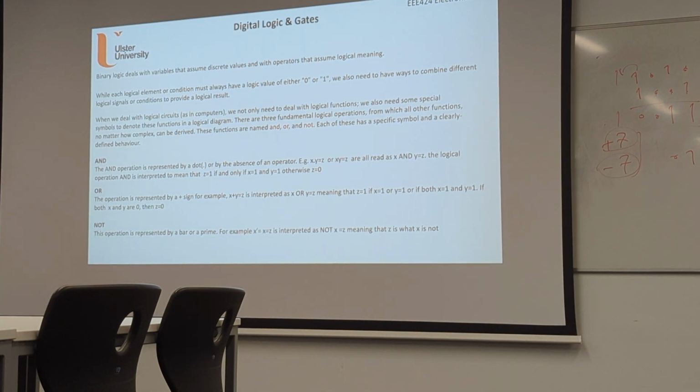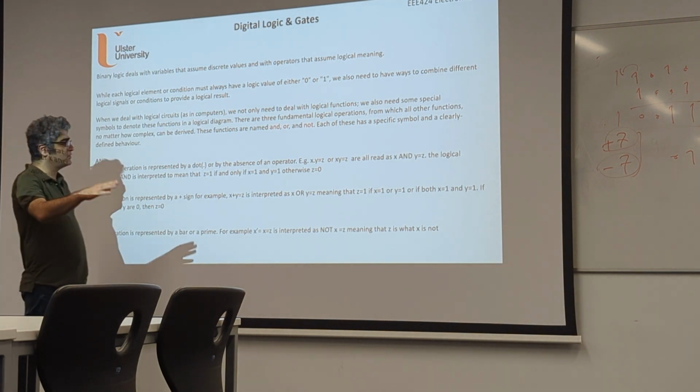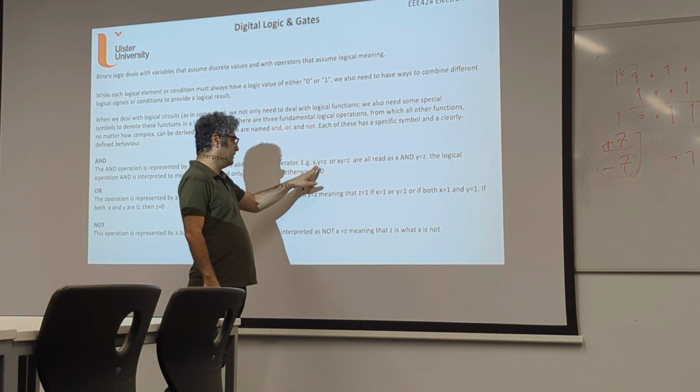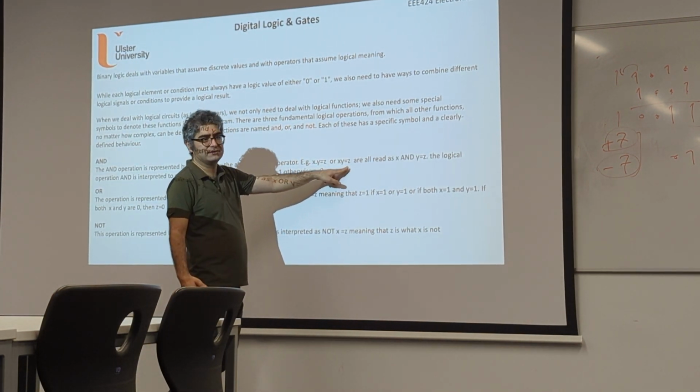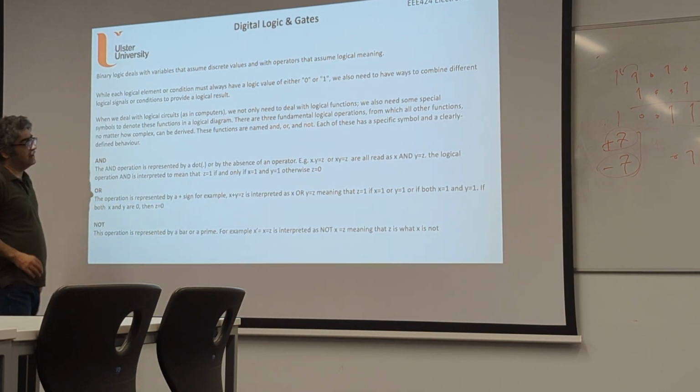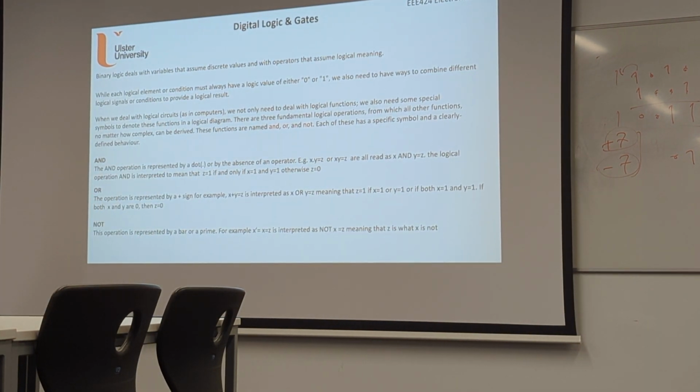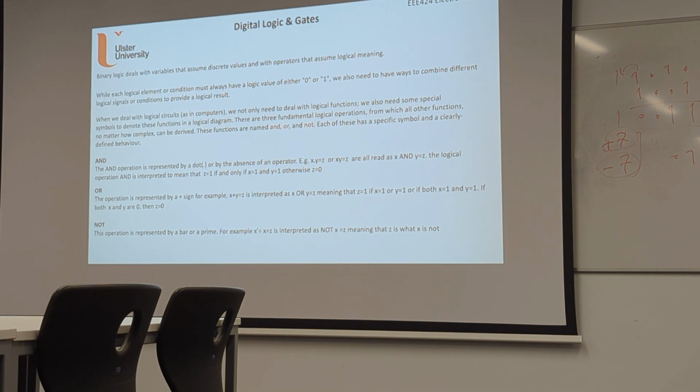The AND operation is represented by a dot, okay? Or by the absence of an operator. For example, x dot y equals z, or x y equals z. Both are read as AND. The logic operation of AND is interpreted to mean if x and y are 1, z will be 1, otherwise z will be 0. Okay?